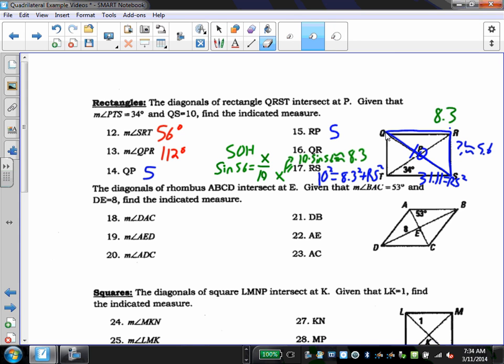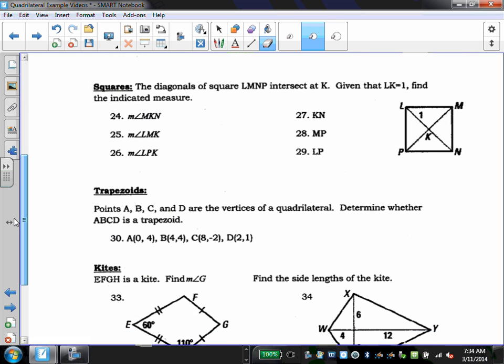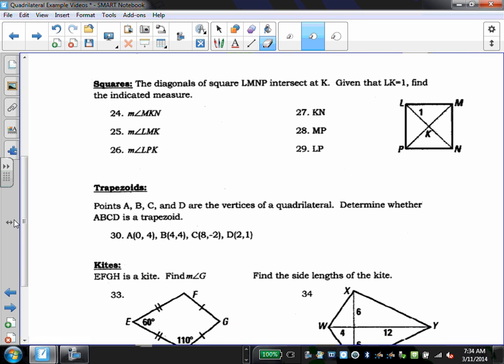So, even though we're on these new topics, a little bit of the old mixing with the new ideas. Let's move on to the square problems. So there they are. The diagonals of square LMNP intersect at K. Given that LK, just that half, is 1, find the indicated measures. All right, this one's going to use a little bit of old stuff too, it looks like, maybe.